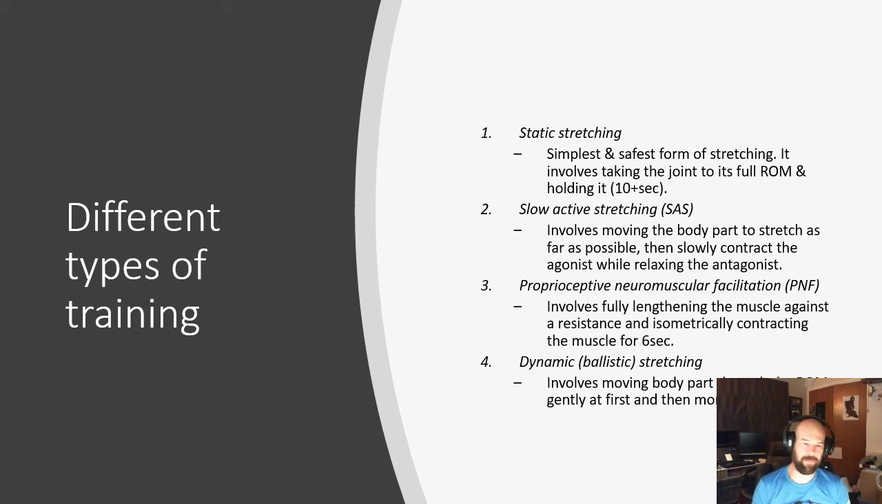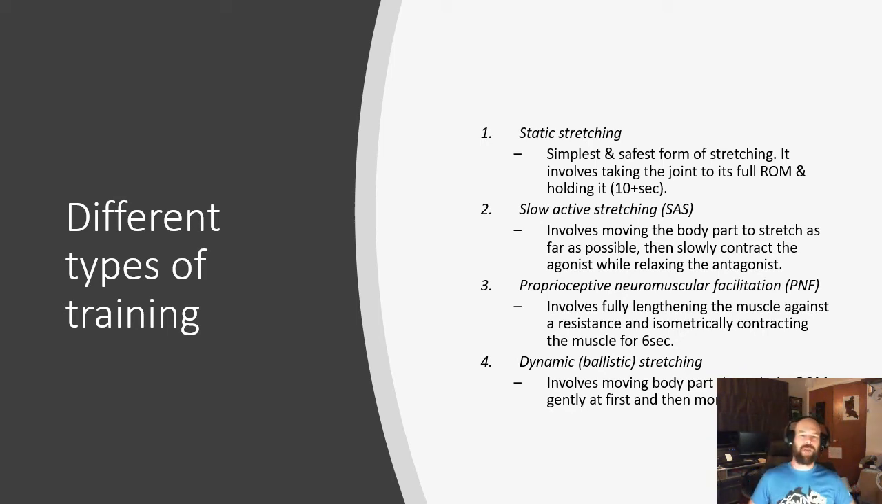We already talked about this, but I'll go over some of it again anyway. Static stretching, like I said, is the one where you hold it, you do it against the wall, or whatever it might be. Sitting down, stretching hamstrings, quadriceps, adductors, that sort of stuff. It's the safest, the simplest form of stretching, and you can take a joint to its full range of motion and hold it for about, it says 10 plus, I would say at least 20 seconds.